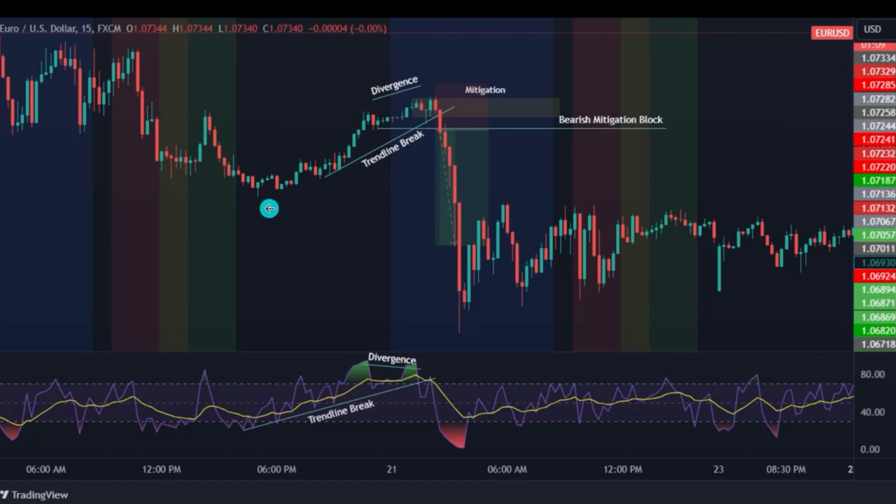Now you'll also find multiple mitigation blocks. So right here you have a high, a low, and a higher high. And then this is a high, a low, and a higher high. So you have 2 mitigation blocks in one. And what you want to do is take your entry from the first one that price returns to. And that's your move to the downside.